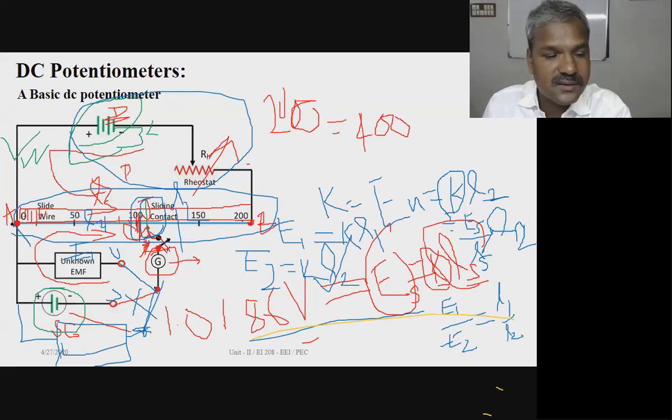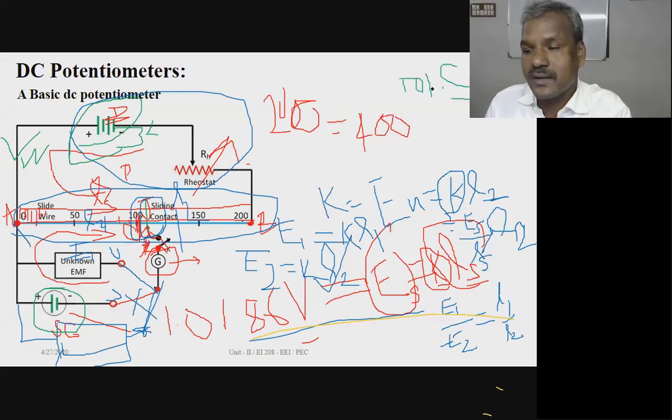The resistance of the entire wire is 400 ohms. So we place the standard cell, 1.018 volt, connect it, and place the sliding contact exactly at 101.8. The galvanometer shows zero deflection. So the resistance between A and J for this position, 101.8, is 203.6 ohms.